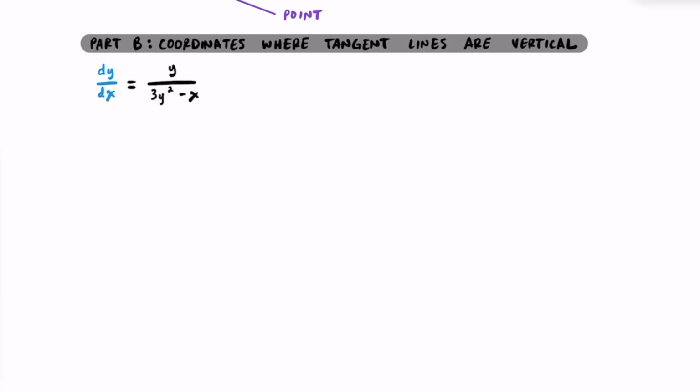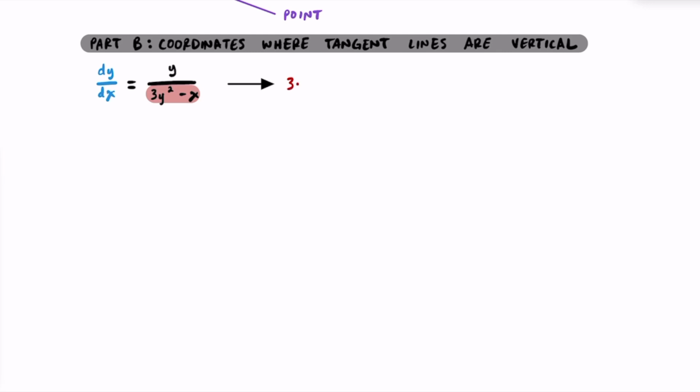Now, if we're going to be finding vertical tangent lines, that means that the slope is going to be undefined, right? Because all vertical lines have a slope that is undefined. So when is that going to happen? That specifically is going to happen when the denominator over here is going to be equal to 0. So if we can find out when the denominator of this derivative is equal to 0, that's going to be where the slope is undefined.